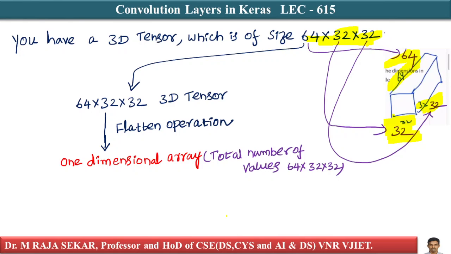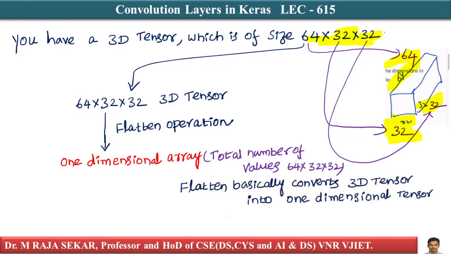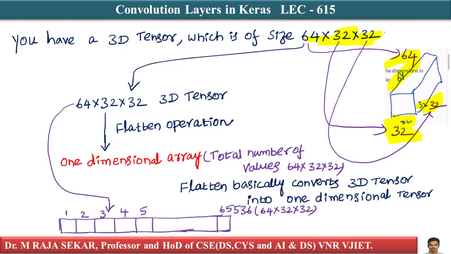Because this is a cuboid of data, a 3D array of data, when I flatten it, what I will get is a one-dimensional tensor. Flatten basically converts a 3D tensor into a one-dimensional tensor of size 64 into 32 into 32, that is essentially 65,536. What is its size? 64 into 32 into 32, isn't it?